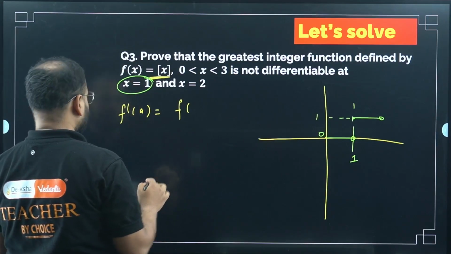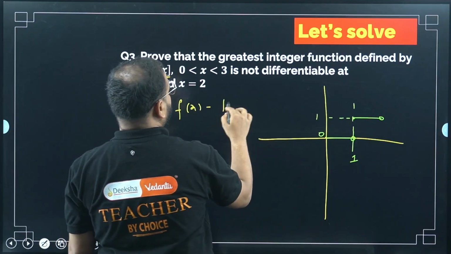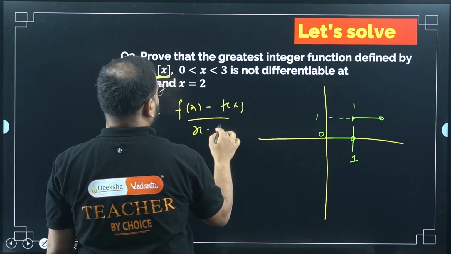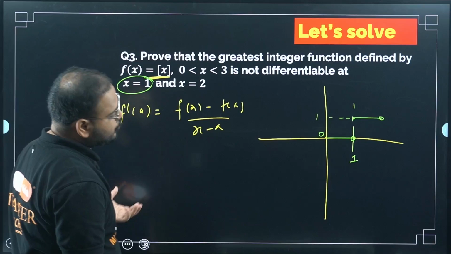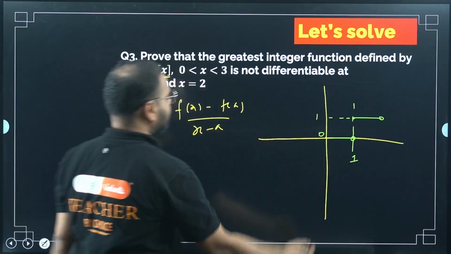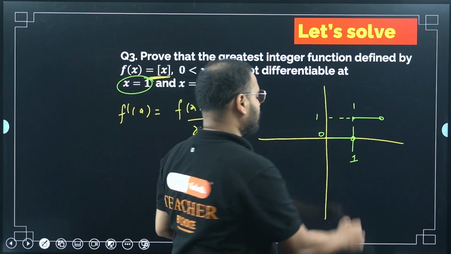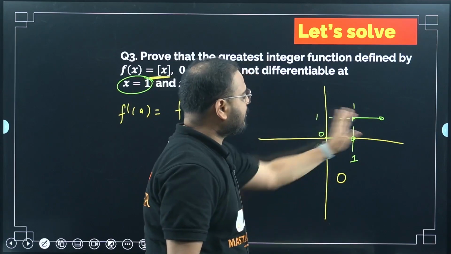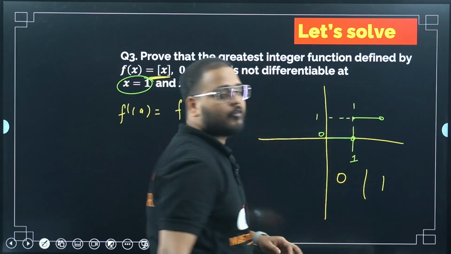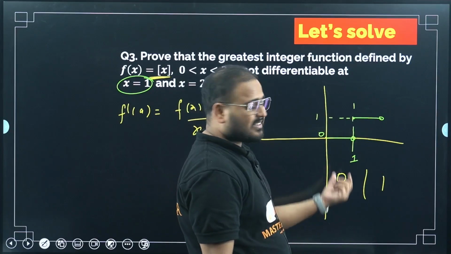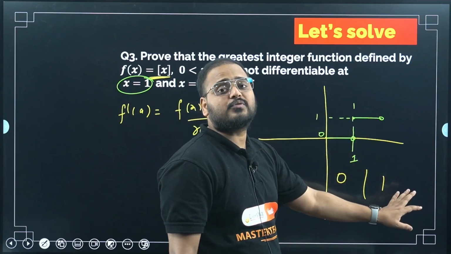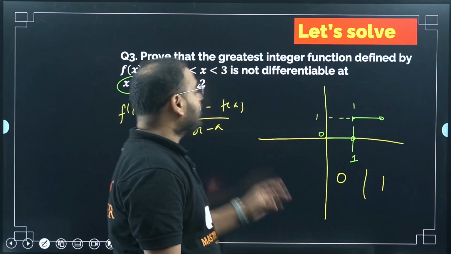Yes, f of x minus f of a upon x minus a, right? So if you are going to the point before a, before 1, what is the value? Before 1 the value is 0. After 1 the value is 1. So right before 1 the value is 0, right after 1 the value is 1, so they are not equal to each other.